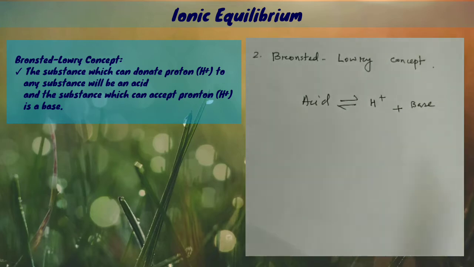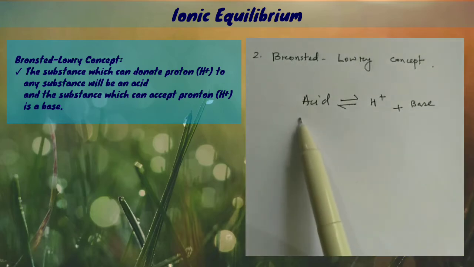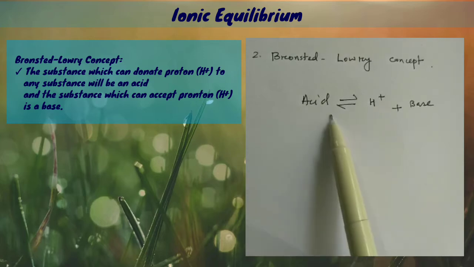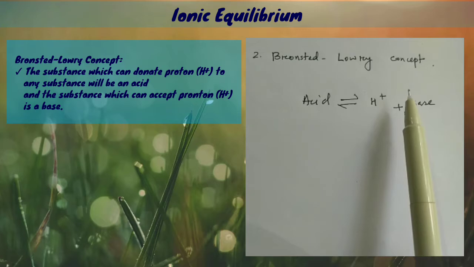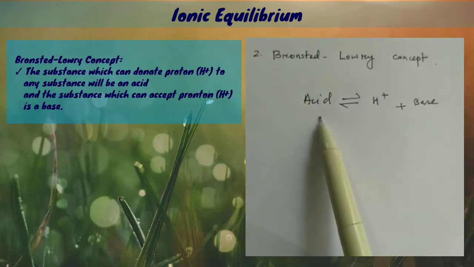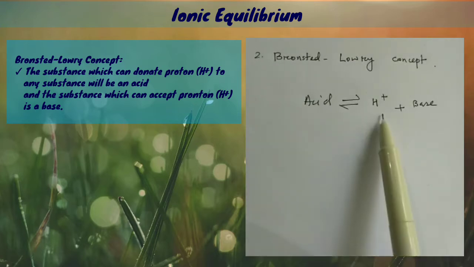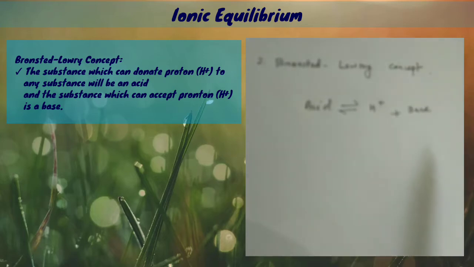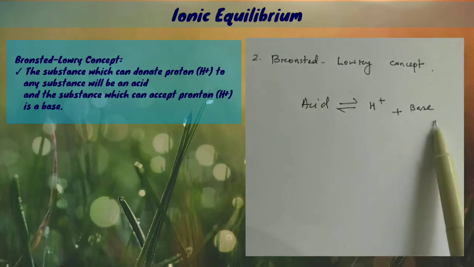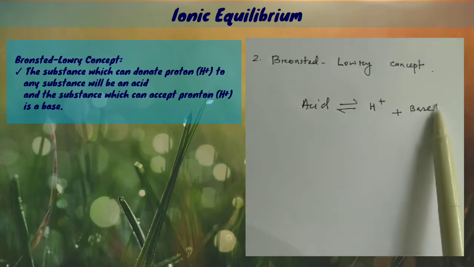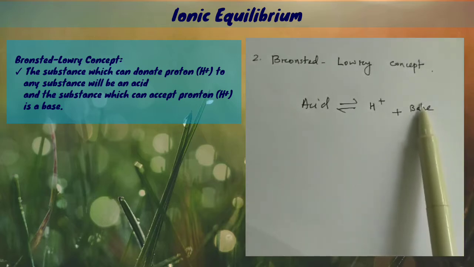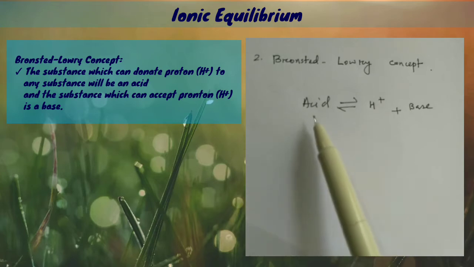Here, let's suppose an acid. According to our Bronsted and Lowry concept, an acid can donate a proton. So let's suppose it is going to donate a proton. The residual part will act as a base. Why? Because that part has some tendency to accept this proton to form the acid back.